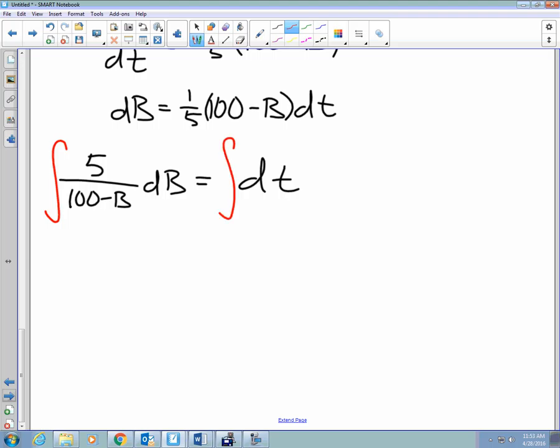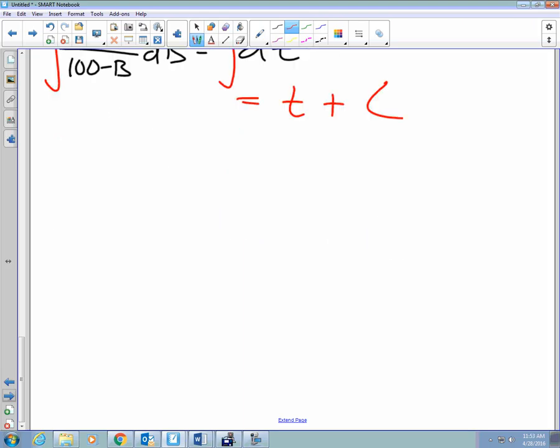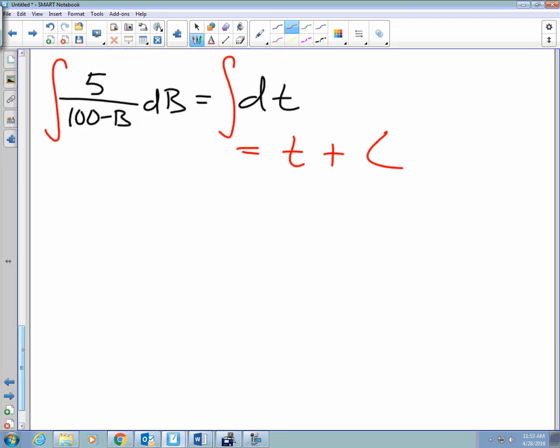Integral of dt is pretty straightforward. What's the antiderivative of 1? t plus c. How do I find the antiderivative of 5 over 100 minus b? Substitution. u is equal to 100 minus b. du is equal to negative dB. I don't have a negative dB, I have a 5 dB, so I multiply by negative 5: negative 5 du is equal to 5 dB.